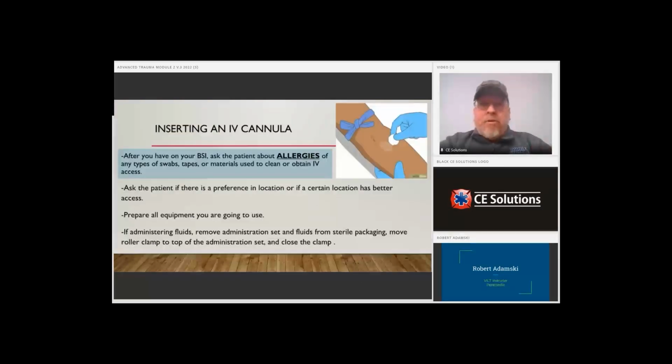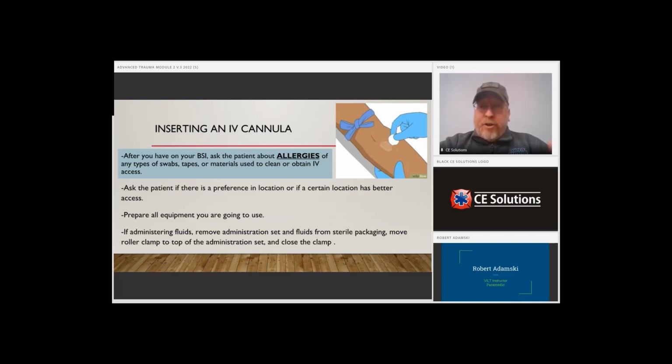Now, follow your local protocols, all right, but these are the basic procedures for starting an IV, inserting an IV cannula. Again, be aseptic, all right, wash your hands, wear your PPE, follow your BSI.